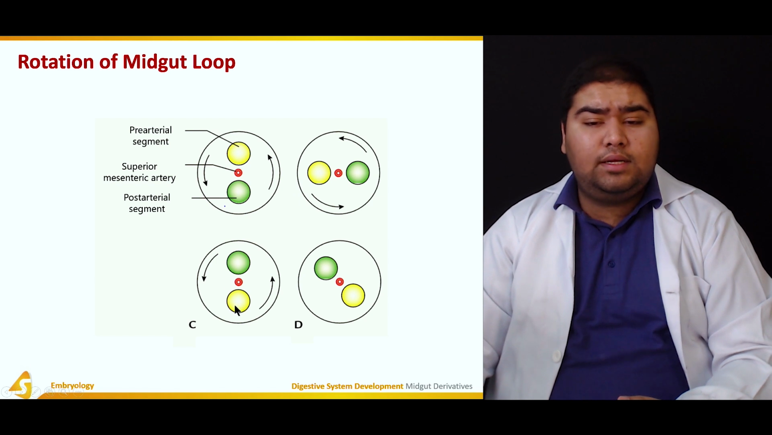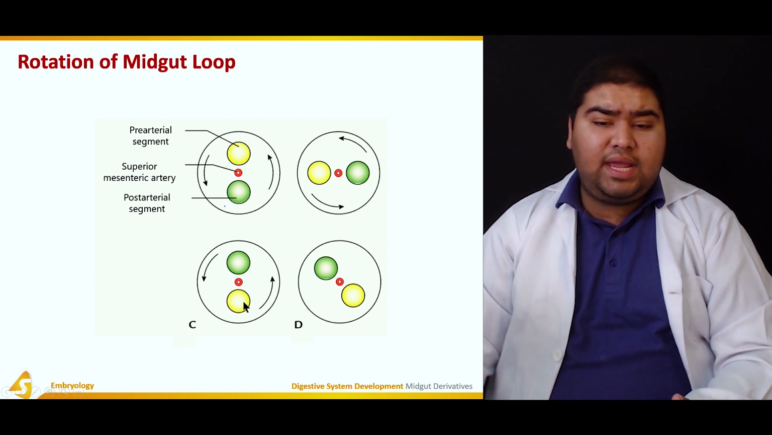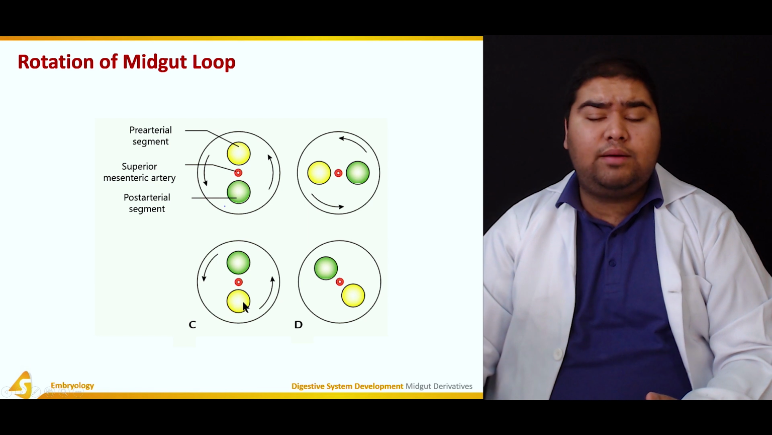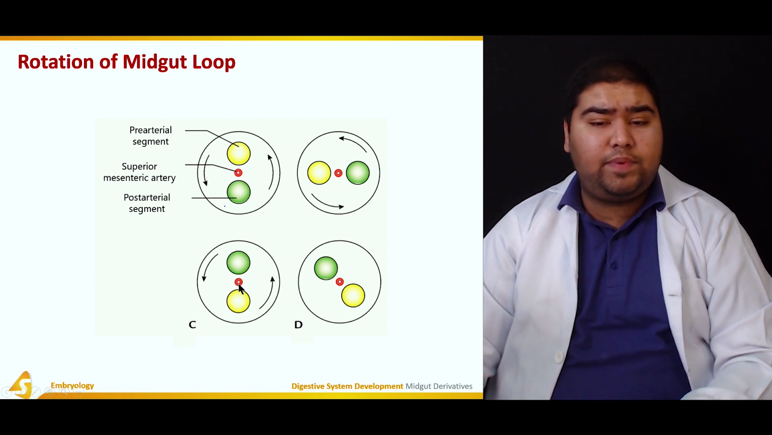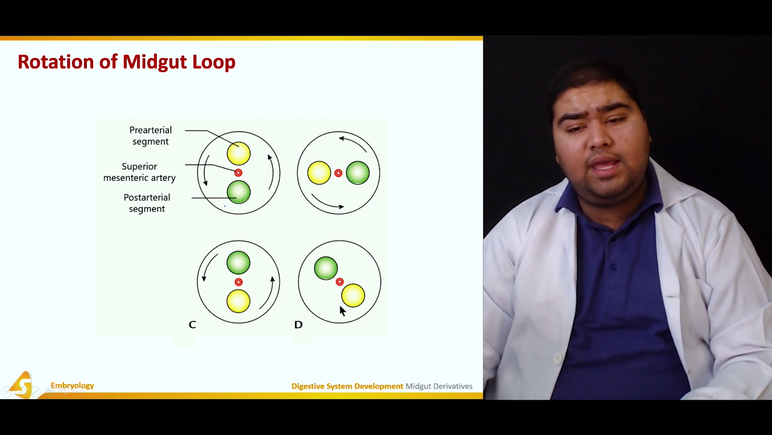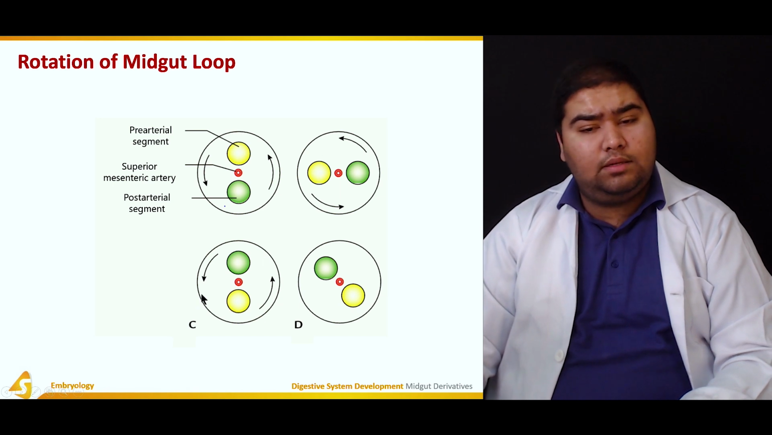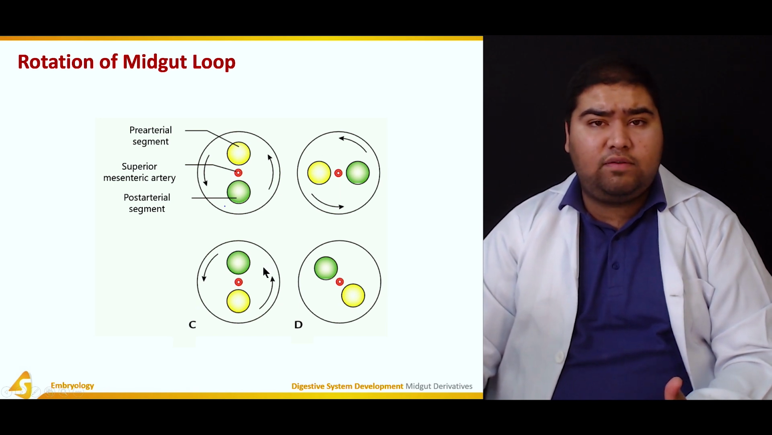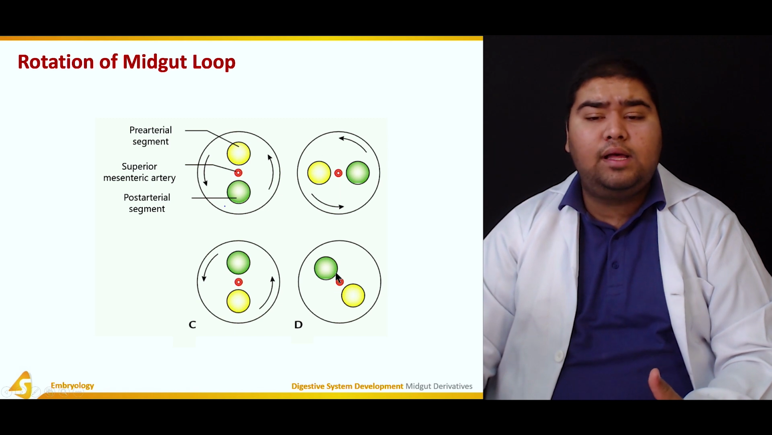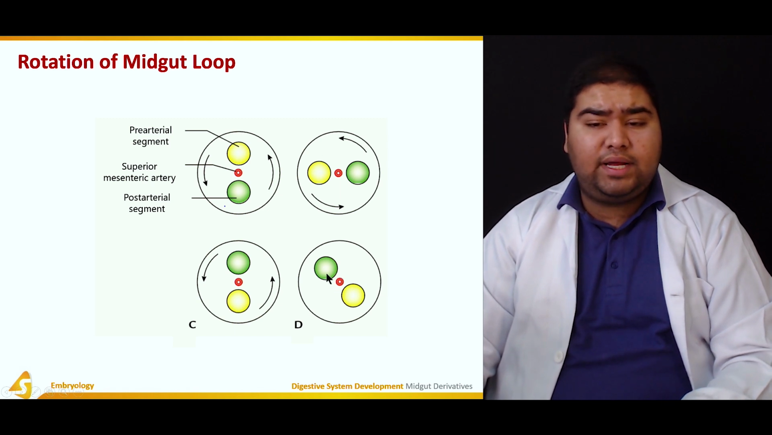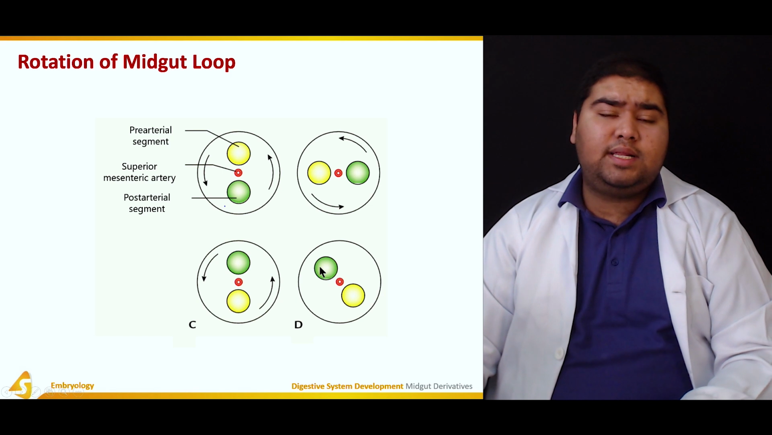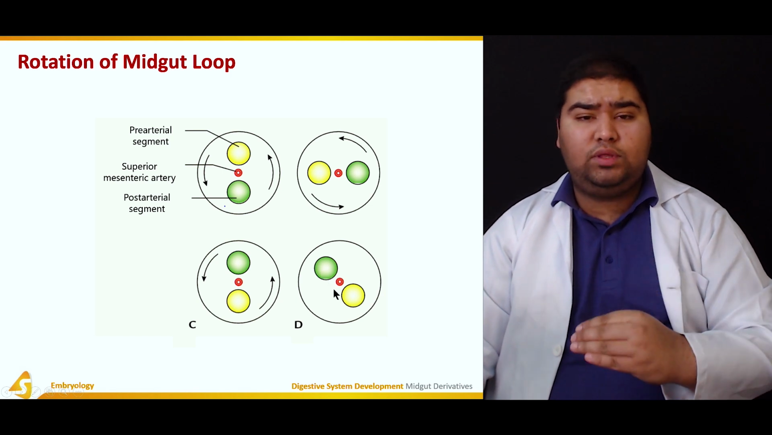The second anti-clockwise rotation causes this pre-arterial segment to come to lie behind the superior mesenteric artery, and finally this is the third 90-degree anti-clockwise rotation, which causes the cecal bud of the post-arterial segment to come to lie just below the liver.